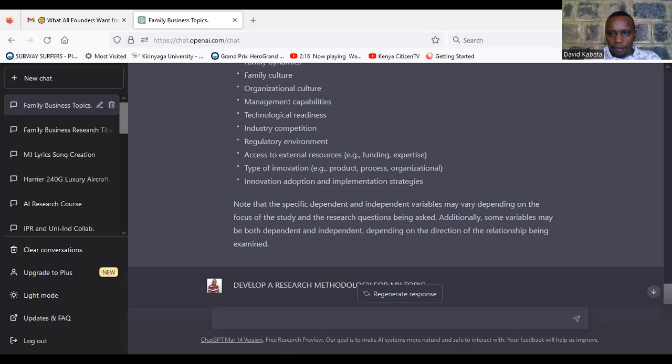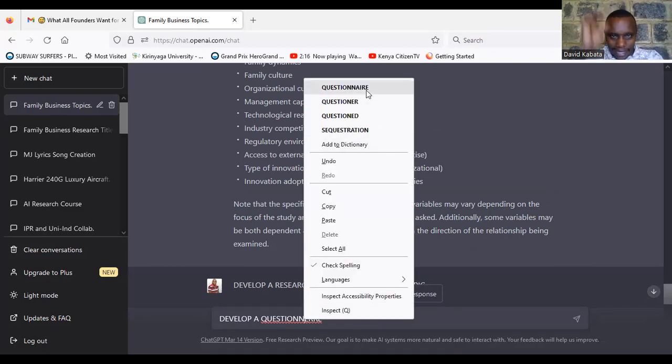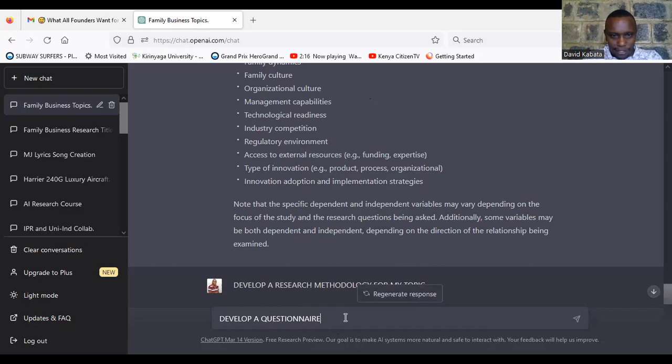Now, after I had developed my research methodology, I need to go further and maybe develop a questionnaire. Let me see whether ChatGPT can develop a questionnaire for my paper. Develop a questionnaire. I have written the word questionnaire, but AI can help me to get the right information. Questionnaire for my paper, for my topic.